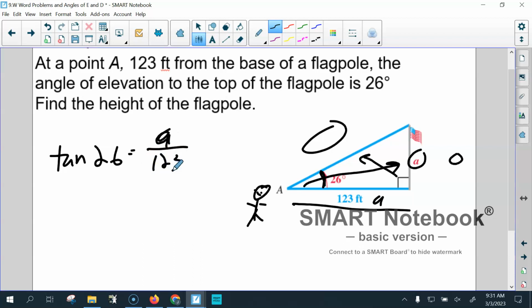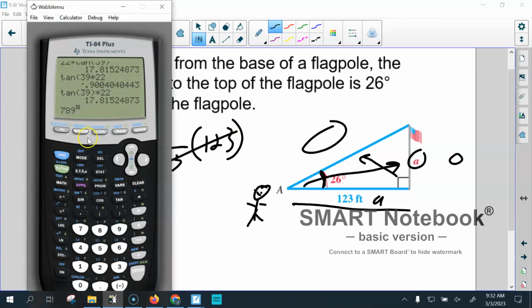Now, we've already talked about how to solve these. This goes back to basic algebra. If we had a number equals x over 5, we would multiply by 5. We're going to do the same thing here, except we're going to multiply by 123. That cancels here, and you type in your calculator, which we've already done this, but you literally just type in 123 times tangent 26. Remember, if you do it this way, the parentheses really doesn't matter. If you typed in tangent of 26 first, you definitely have to close the parentheses before you say times 123.